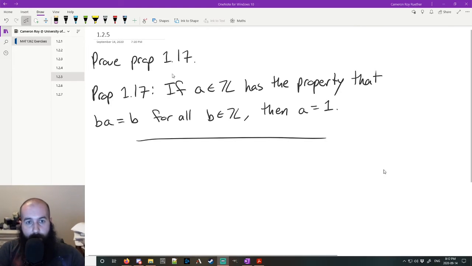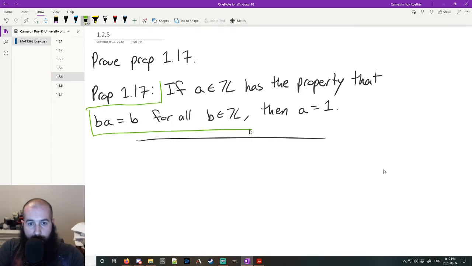Exercise 5 is to prove proposition 1.17, which reads that if an integer a has the property that b times a is equal to b for all other integers b, well, not other, but for all integers b, then a has to be 1. So what we're allowed to use in the start of this proof, what we're allowed to assume, is everything before the comma. So we're allowed to assume everything in this green square when we start our proof.